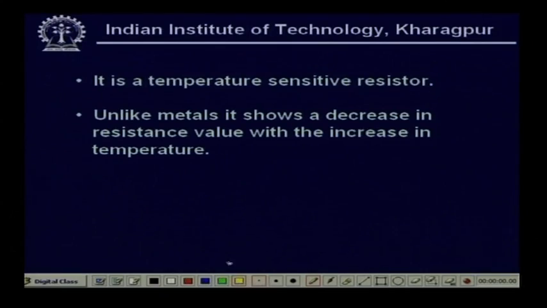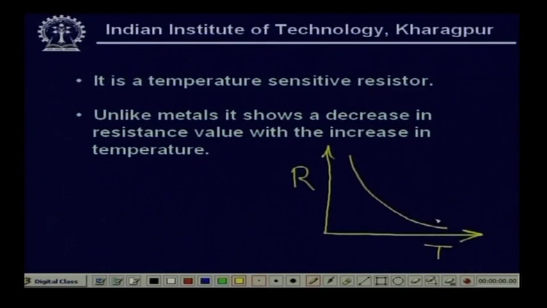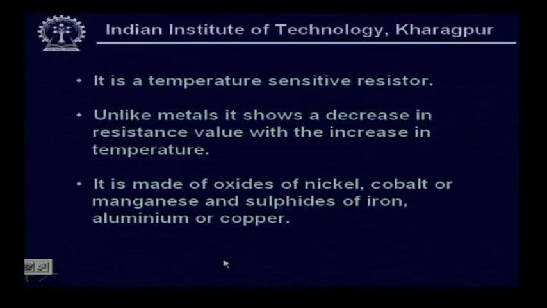If I draw it, the characteristics will look like this. Suppose if I draw here temperature here and resistance here, the relationship is exponential like this one. Clear? This is the temperature versus resistance relationship of a thermistor. It is made of oxides of nickel, cobalt or manganese, and sulfides of iron, aluminum or copper.